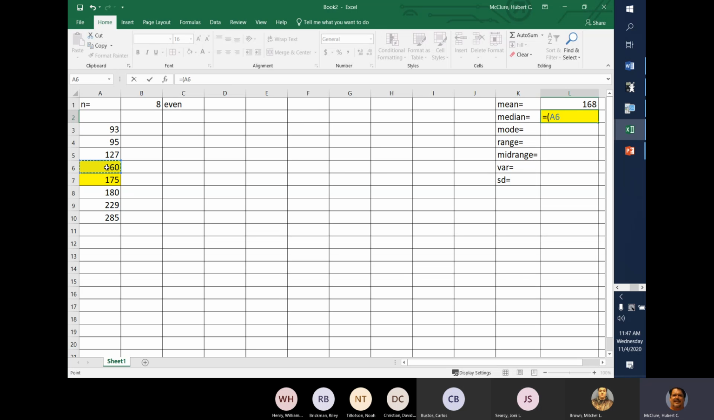This number plus this number divided by 2. And you should get, and I didn't divide by 2, I divided by 1, sorry. 167.5. That is the average. That is your median. That is the center of these numbers, right there where that cross is. 167.5.